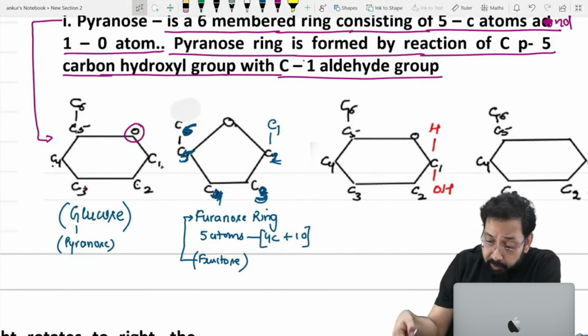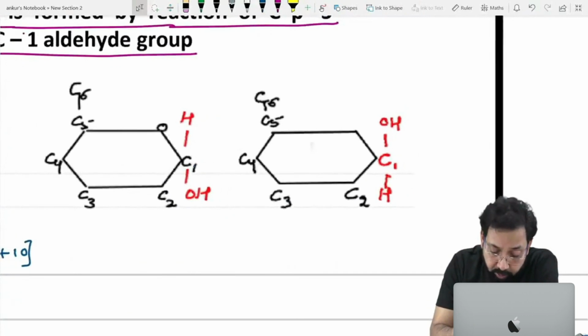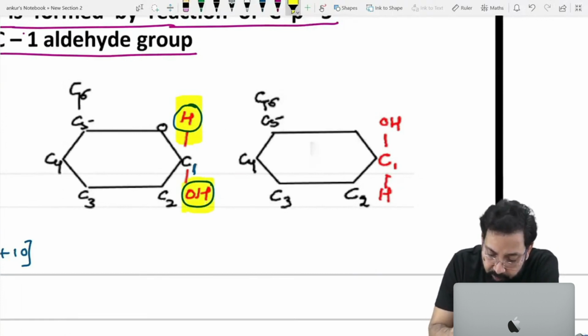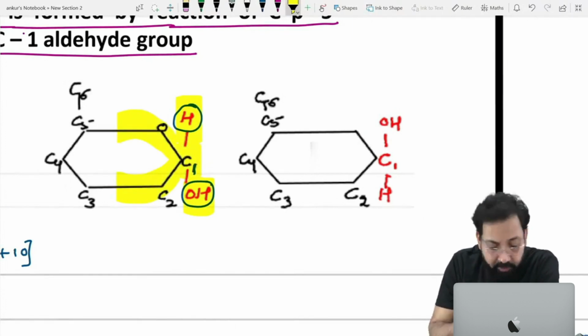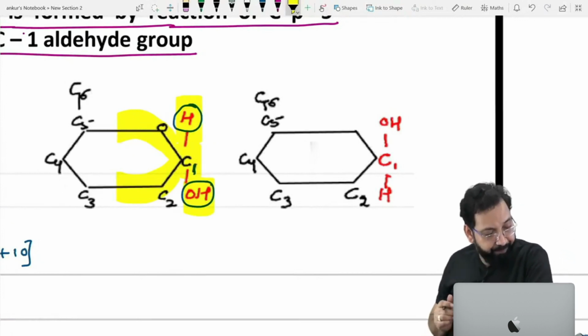After ring formation, if I say this is glucose, in this glucose carbon number 1, after acquiring a cyclic structure, this is H, this is OH. First group is H, second group is OH, third group is this, fourth group is this. Is this carbon 1 symmetric or asymmetric? Please do reply.